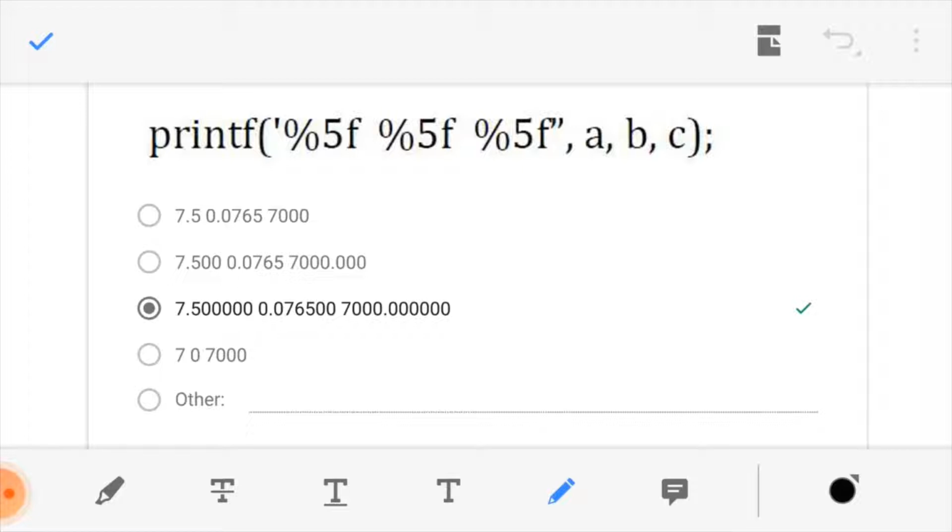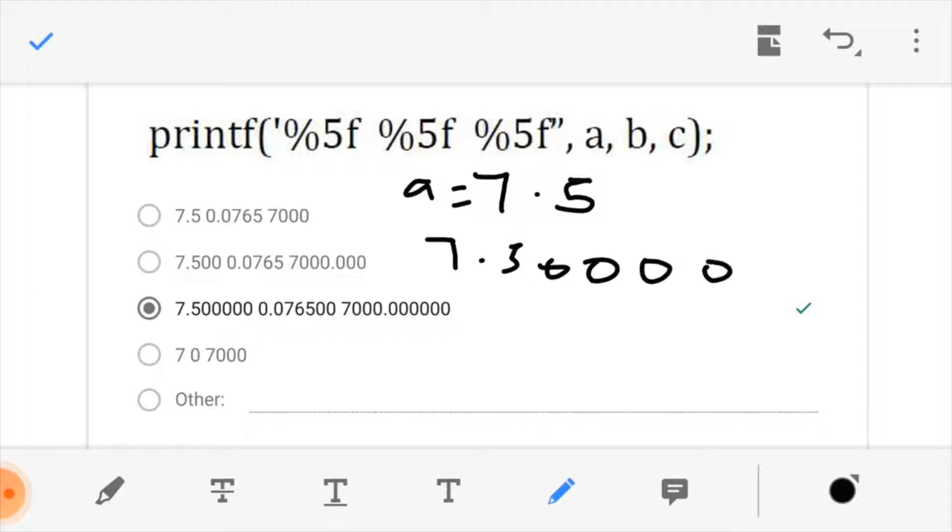So let's look at our variables. Now we see that A was initialized to 7.5, but we've already discussed that a float has a default precision of 6, and since here they haven't given us any decimal precision, we would go with this default decimal precision, which means that our A would be 7.500000.